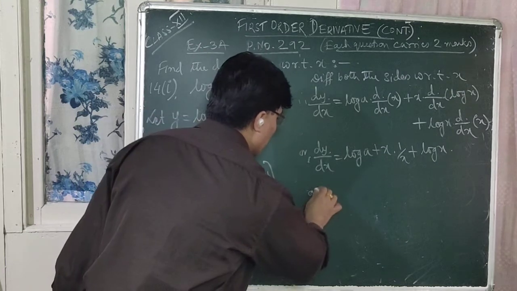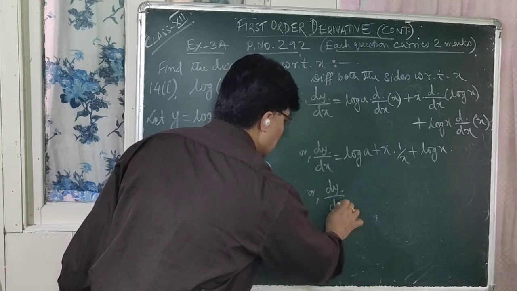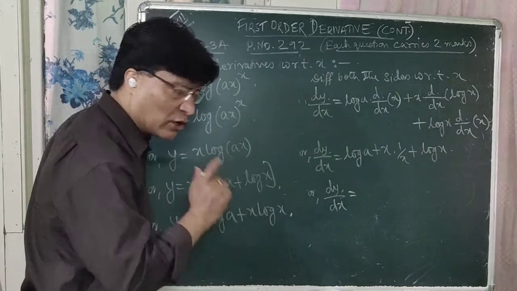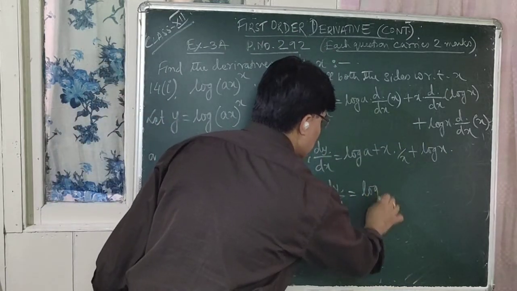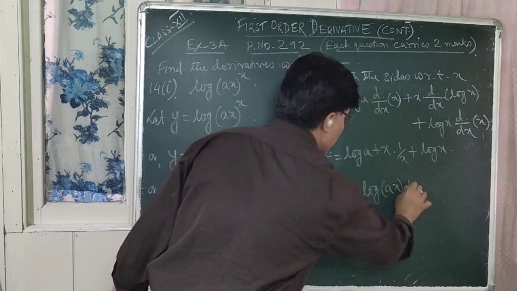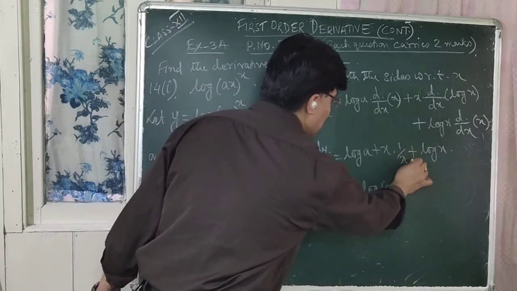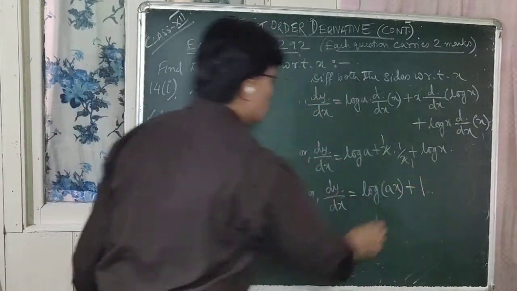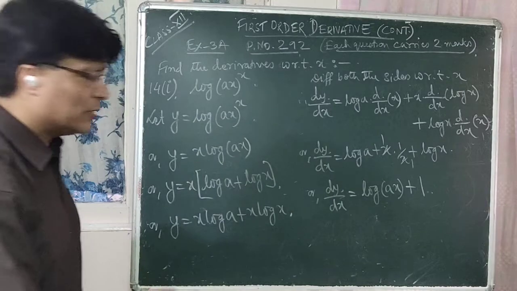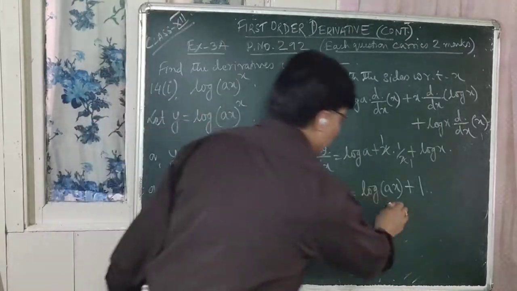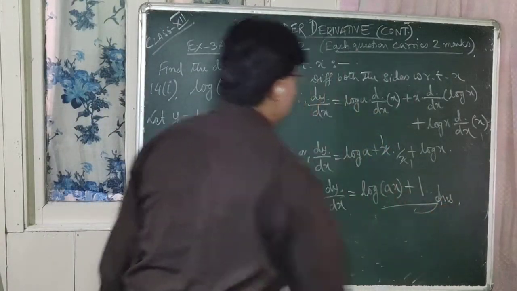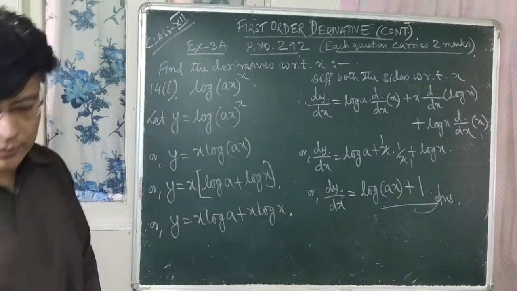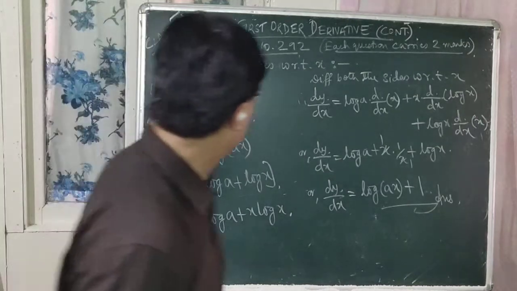Okay. So dy by dx is equal to, again this is log A plus log B, that is log of AB, right? So this is your log of Ax plus, so you can cancel it, x into 1 by x is x by x, that means it is 1. So what is the answer here? It is log of Ax plus 1. So this is your final answer. So this is your dy by dx. Okay. So let's do the next problem now.